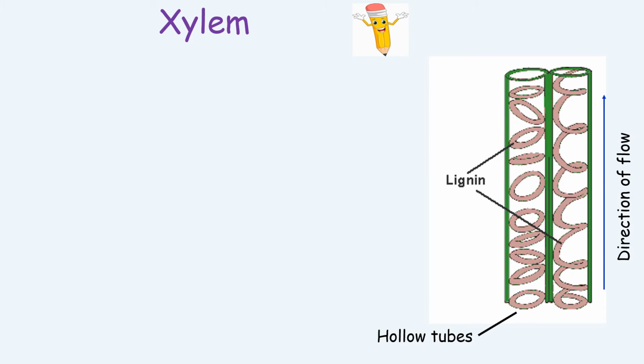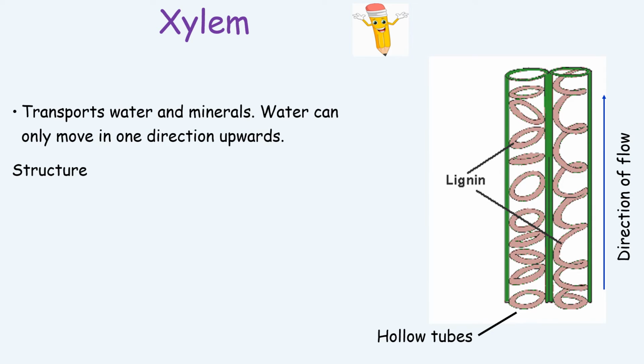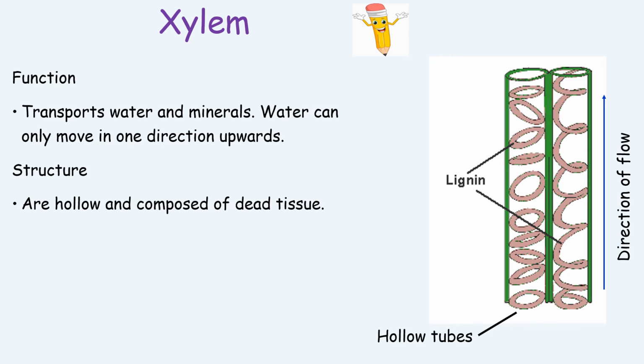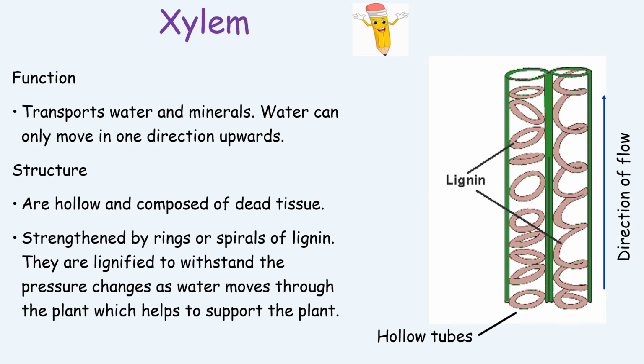So you should also be able to write down the function and the structure of the xylem because we went over it. So pause the video and try to do it before I go over the answers, because commonly you will be asked to label or state what the function is of the xylem. So the answer is that the function of the xylem is to transport water and minerals, and water can only move in one direction, which is upwards. The structure is that it's hollow and it's composed of dead tissue, and it's strengthened by rings of lignin.